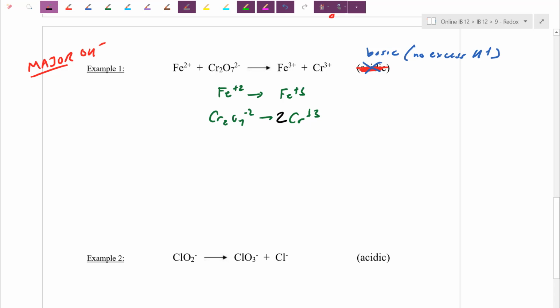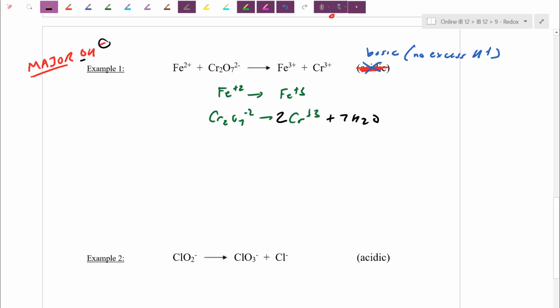Yes, that screws with the charges, but remember, we're going to balance the charge at the very end anyway. So we have that situation here. I'm going to balance for oxygens. Well, there's no oxygens in the iron equation. I have 7 oxygens on the left, no oxygens on the right, so I'm going to add 7 waters.